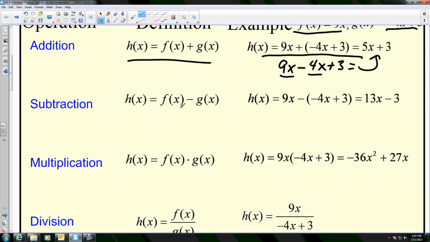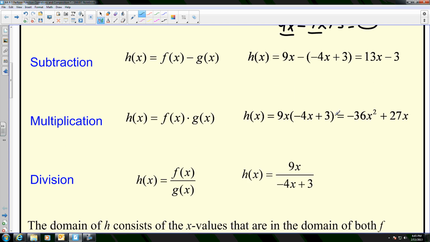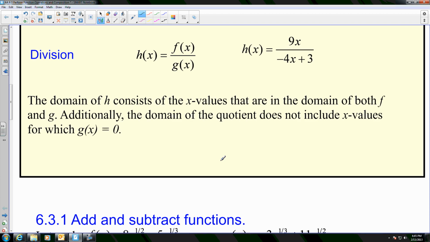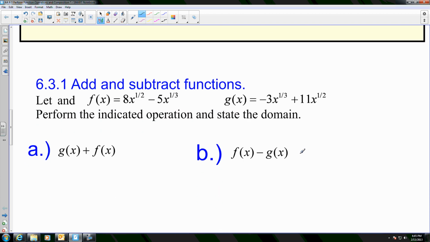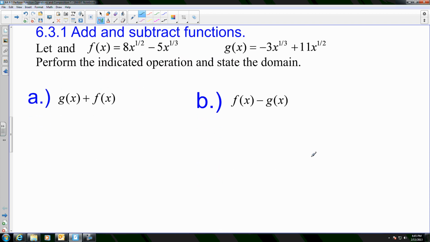Same thing goes for subtraction. Here it shows, again, for multiplication and also for division. So if I were to use this for addition and subtraction, I'm going to use the same methods that we're going to use from the top.